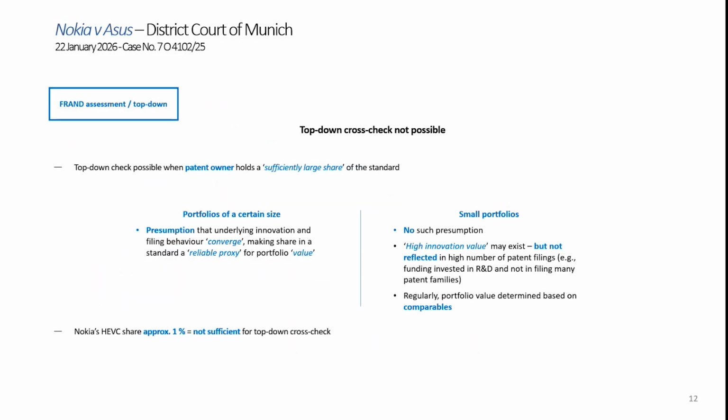The question then was, we will use the comparable licenses here to make the determination. Should the court also do a top-down cross-check? Top-down cross-check means that the court would apply a different methodology here. Top-down means that the court would try to evaluate what would be the aggregate royalty for the specific standard here, then try to identify the total number of patents that are relevant for the specific standard, and then apportion the share based on the share of the patent owner in the total number of relevant patents. Also apportion this amount and reach the amount of fees that should be paid for the specific portfolio.